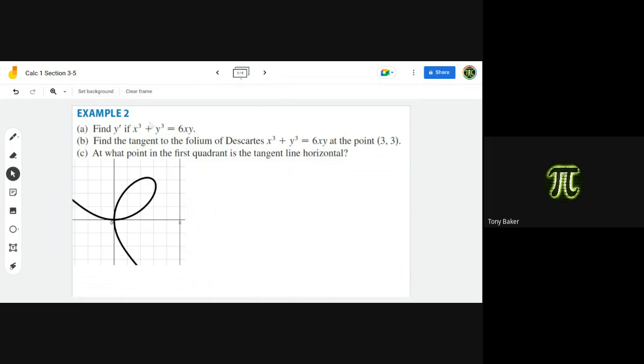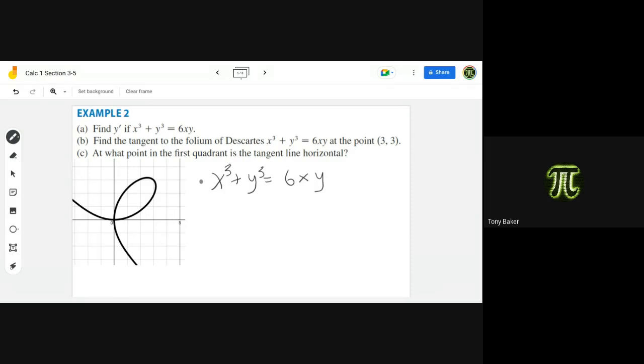So if we look at this equation, we have x to the third plus y to the third equals 6xy. We could not solve this for y. So this is one of those ones where you have to use implicit differentiation to do it. All right, so let's find our y prime of this.